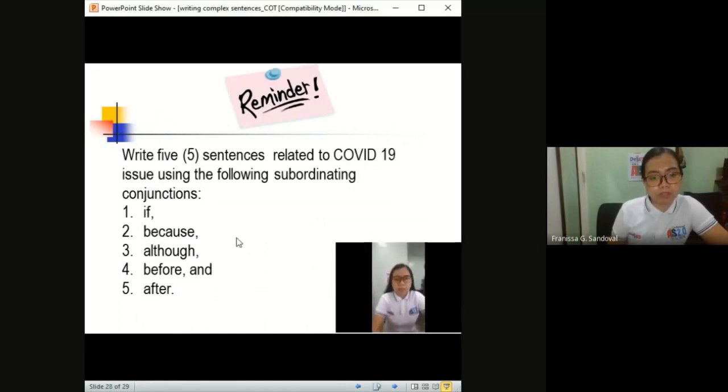For our agreement, write 5 sentences related to COVID-19 issues using the following subordinating conjunctions: if, because, although, before, and after.